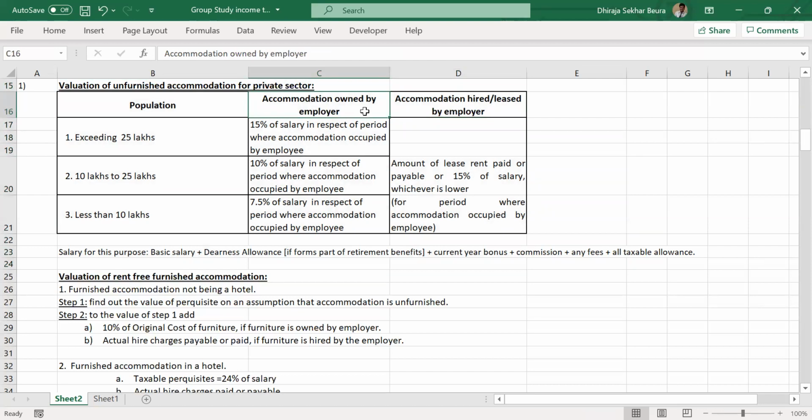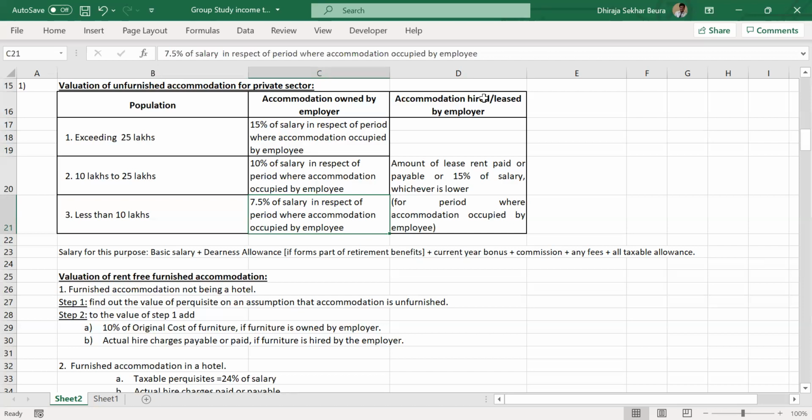Condition number one, whether the accommodation is owned by the employer, or whether it is hired or leased by the employer. Now, if it is owned by the employer, then if the population of the city exceeds 25 lakhs, we have 15% of the salary that is taxable. If it is 10 to 25 lakhs, it is 10% of the salary. If it is less than 10 lakhs, it is 7.5% of the salary.